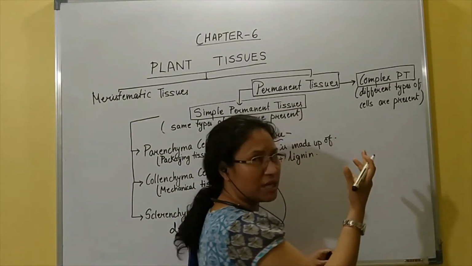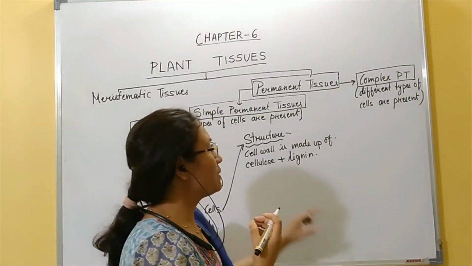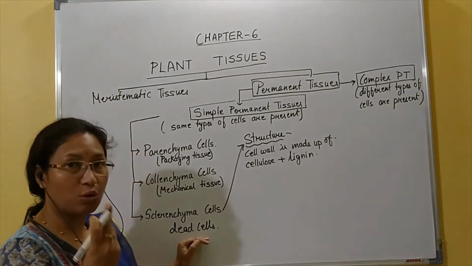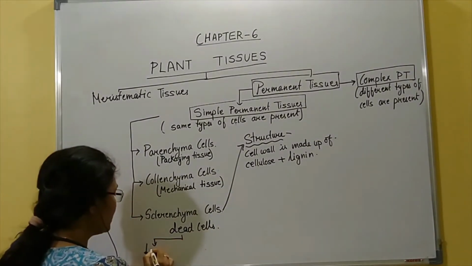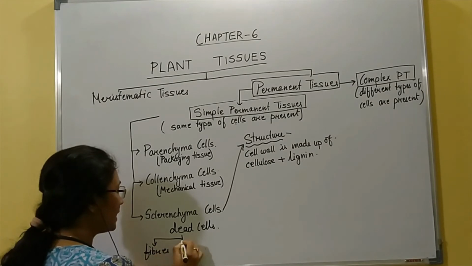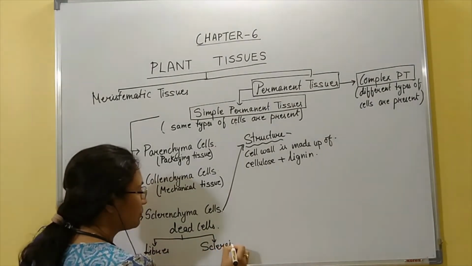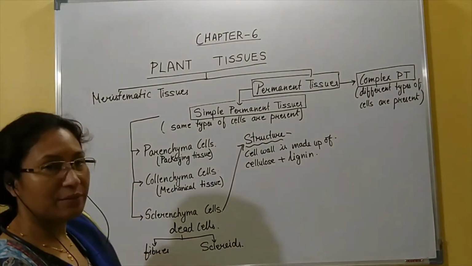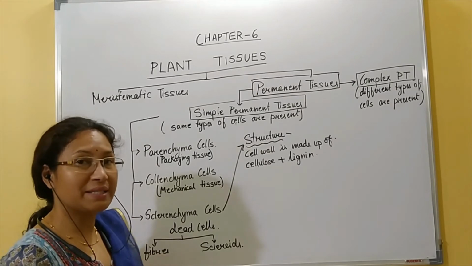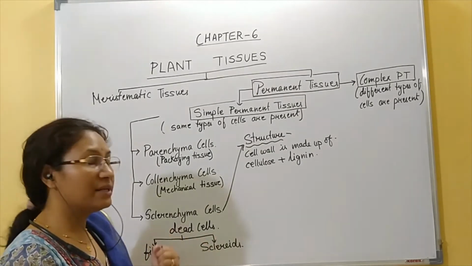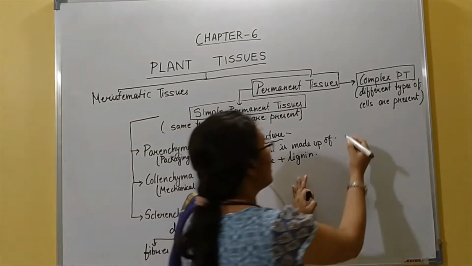There are various shapes and sizes in the sclerenchyma tissues. Basically, sclerenchyma tissue is divided into two types. One is called the fibers and the other is called the sclereids. The fibers are made out of the meristematic tissues, and the sclereids are made out of the parenchyma cells. Now how do they look like?